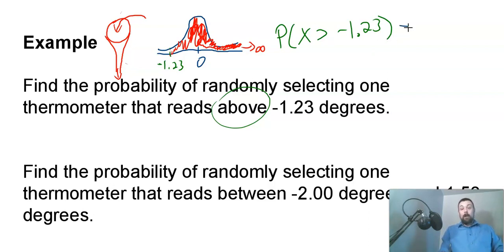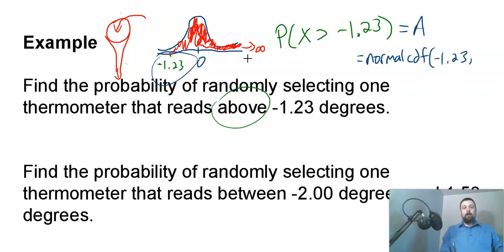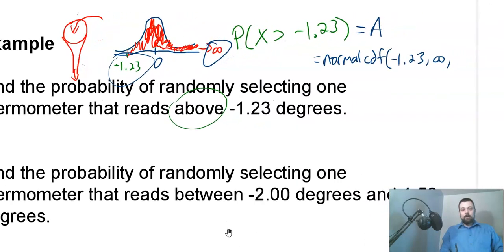So we want to find the area using normal CDF. The lower bound in this case is negative 1.23, comma, the upper bound is infinity, and I'm out of room, so I guess I can scroll over. I shouldn't be lazy. The mean is 0, the standard deviation is 1. But again, my calculator, I don't think lets me type in infinity. I've never actually tried it. I just stick with 9999999.